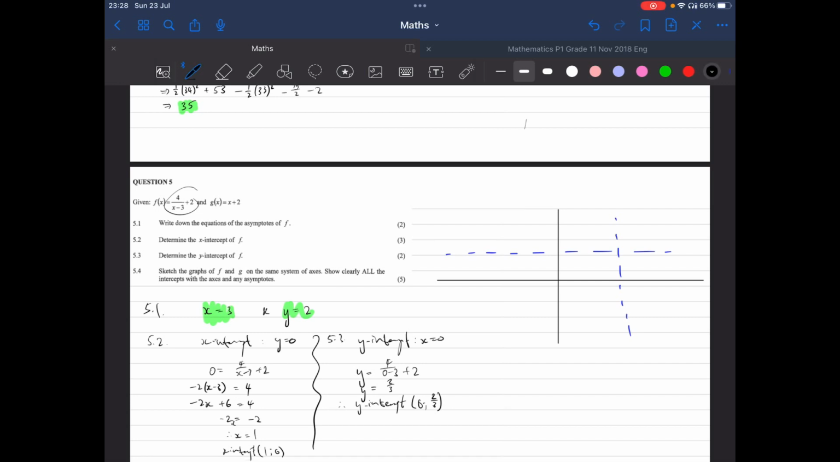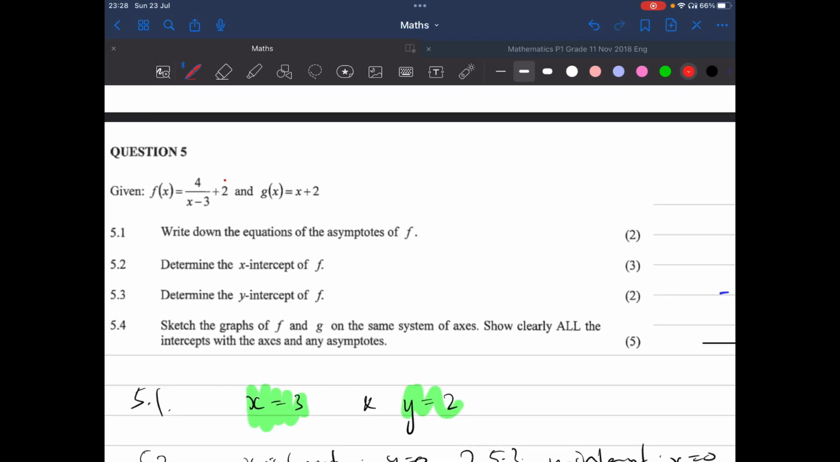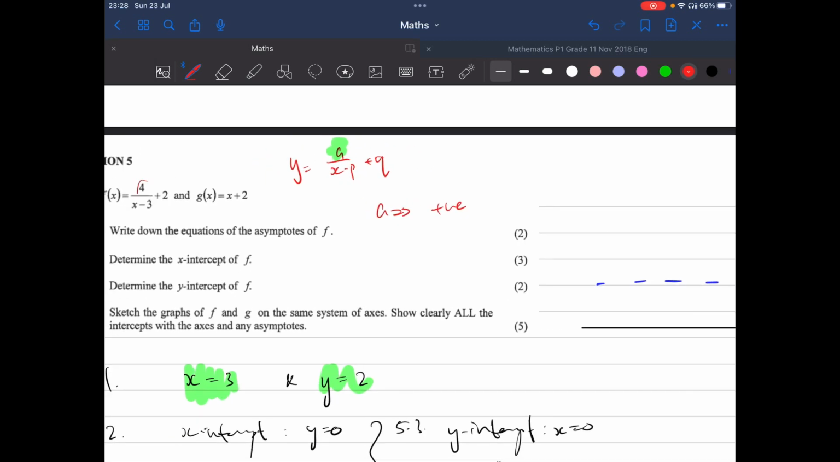So let's draw in f of x in red, and remember f of x is our hyperbolic graph. Now there's a few things to take note of. Okay, so we took care of the asymptotes, right? Now we need to take care of the shape. So the general equation for a hyperbolic graph is y equals a over x minus p plus q, right? Now we've dealt with this q and p, right? That's the asymptotes. Okay, let's talk about this a now. So when a is positive, like in this case here, then our hyperbolic graph lies in the first and third quadrants.